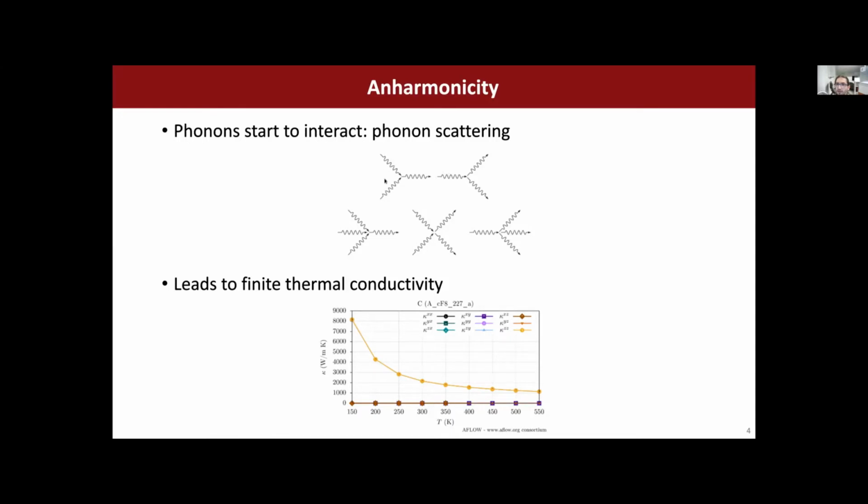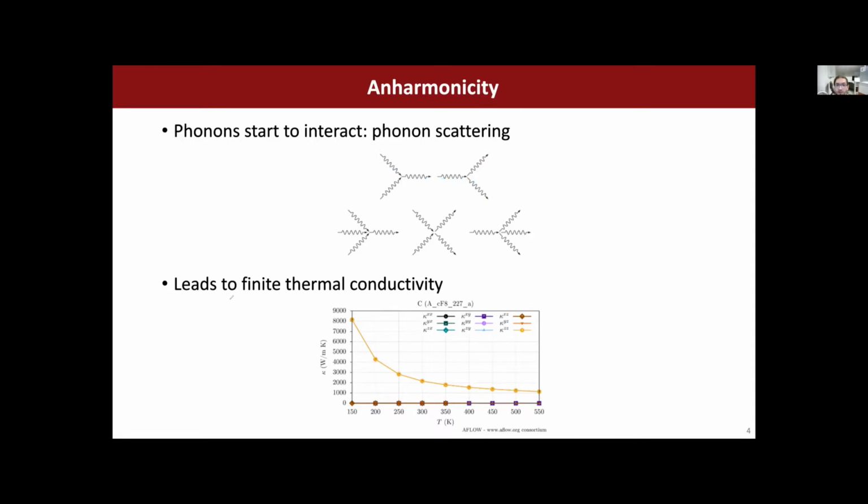On the top, you see a third order process where you have three phonons. Two scatter and produce a third one, like this, or you can have one phonon which decomposes into two different phonons. And the same way, you have three different versions of a fourth order process, which can be described by the fourth order term.